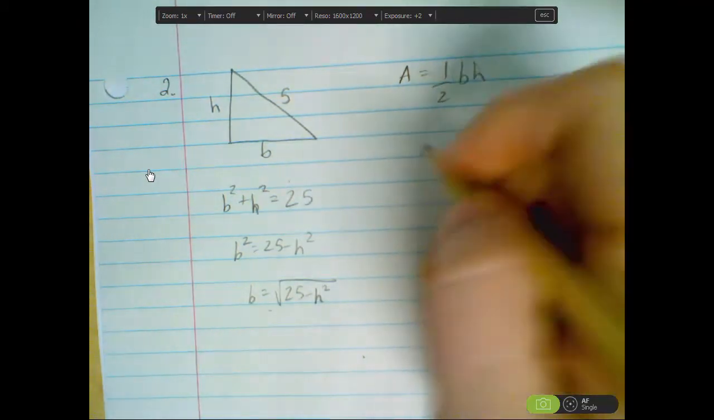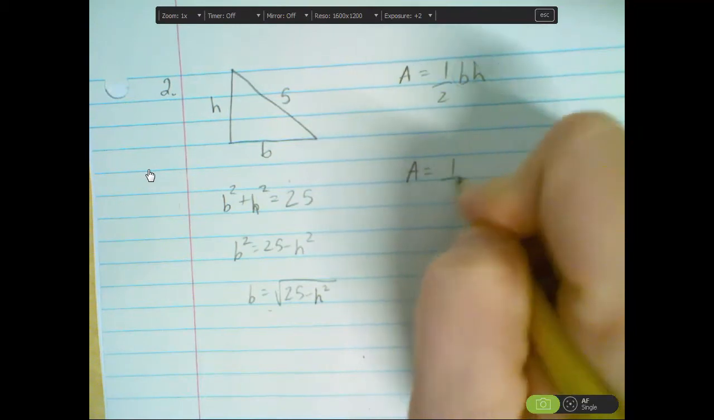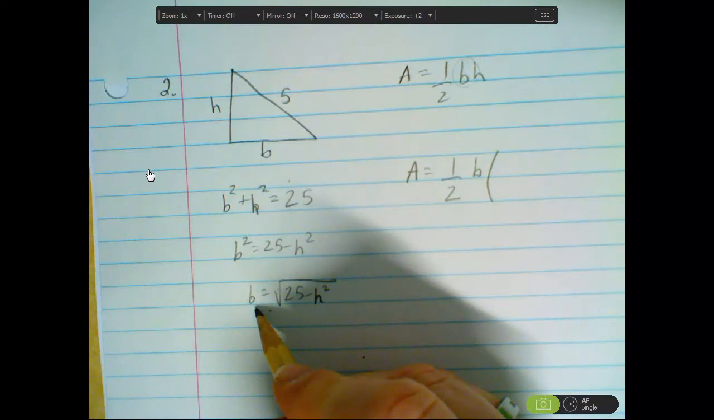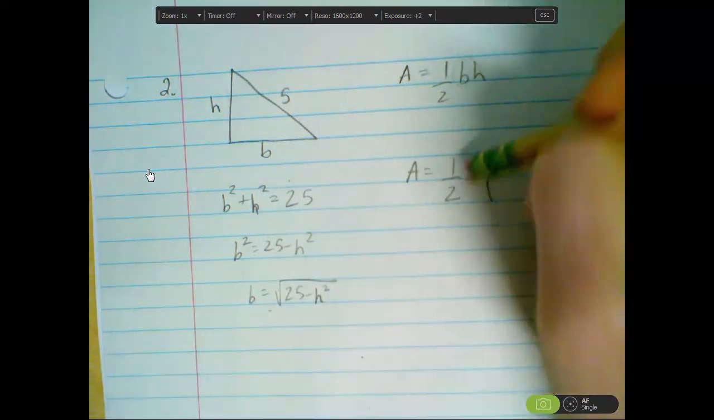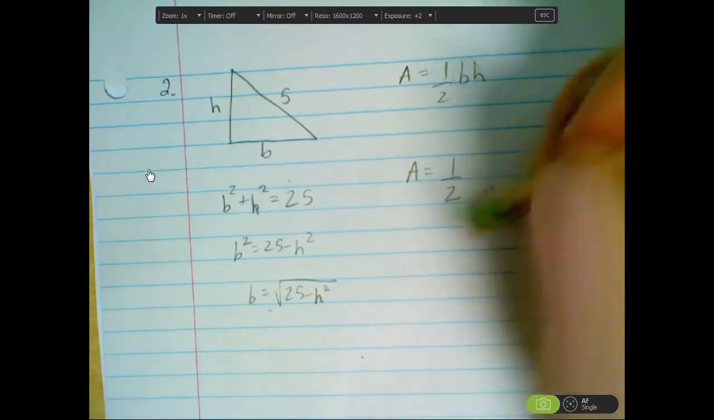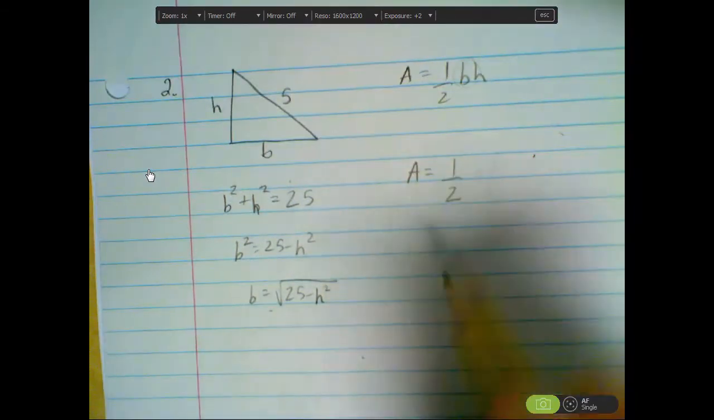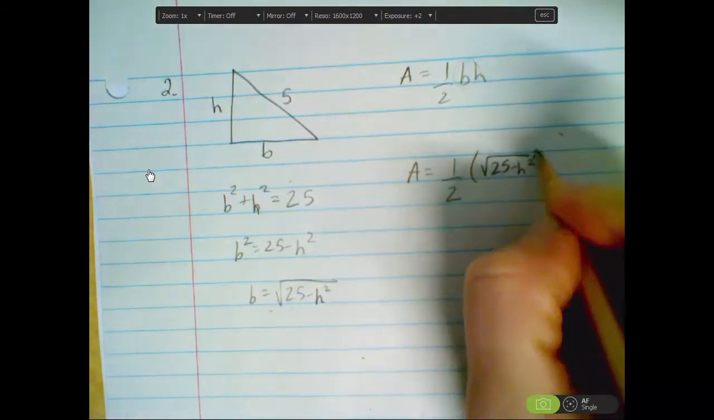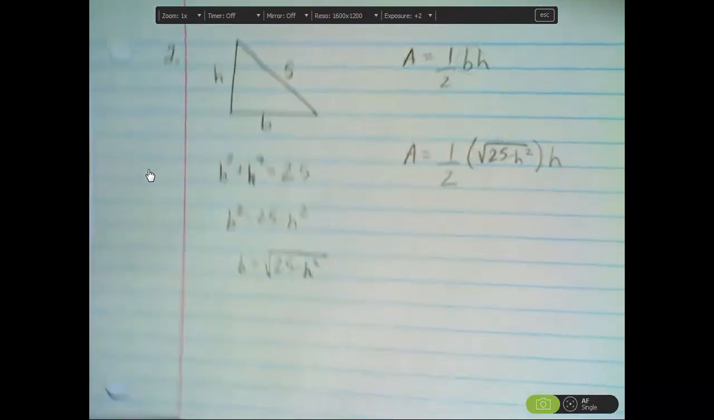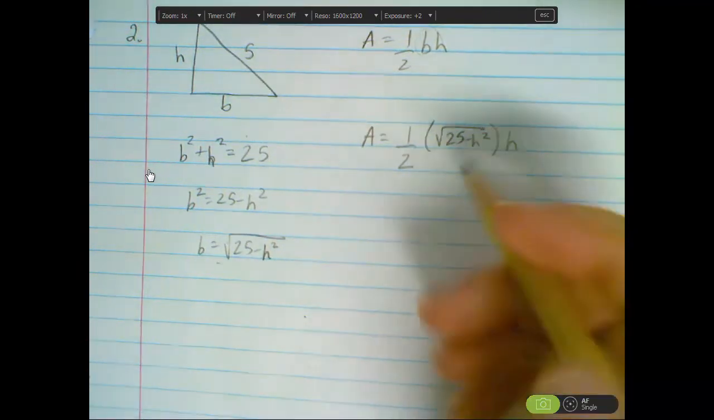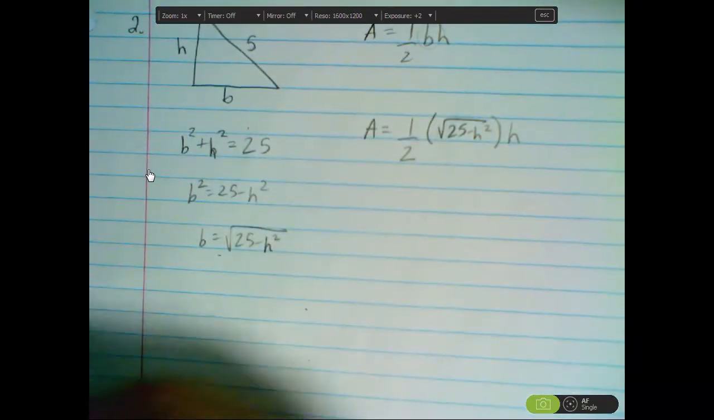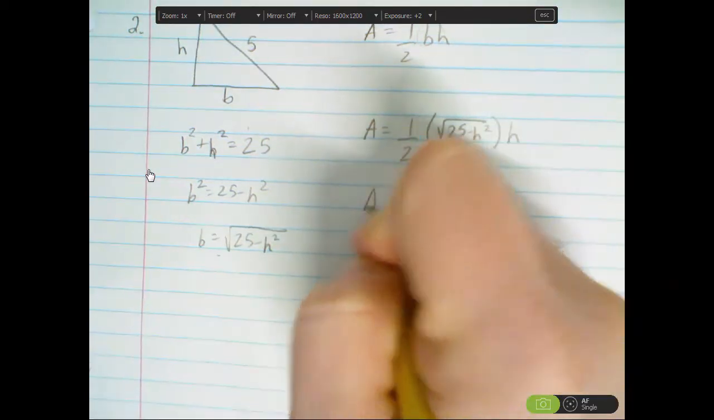So back up to my area. I have area as 1/2 b. I should have solved for h, sorry. I'm going to replace b with what it's equal to, and then A of h. There's my area. Take the derivative of that. Well, let's decide, do we want to simplify it first? Nah, we'll take the derivative.